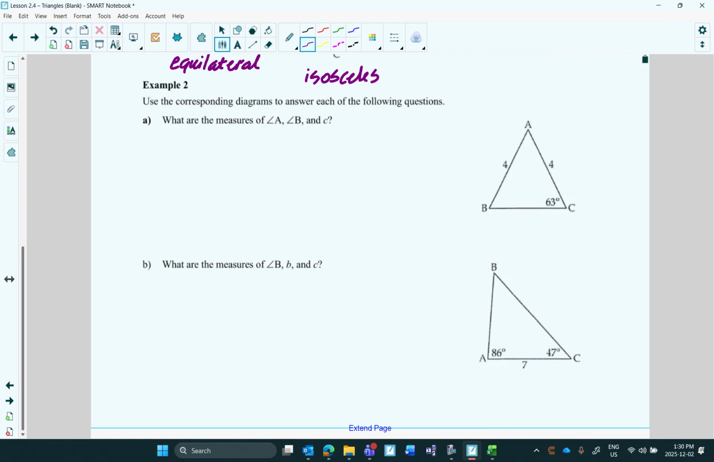So we have to find the measures of angle A, angle B, and little c. Well, little c might be the easiest one. What's little c? 4. Because it's opposite capital C. Angle B might be the next easiest one. It's 63 degrees because it's the same measure as the one on the right side. Why? Because their opposite sides are the same length. Okay?